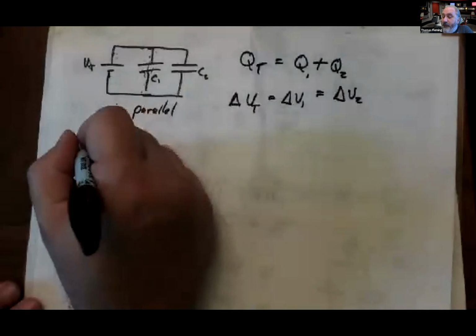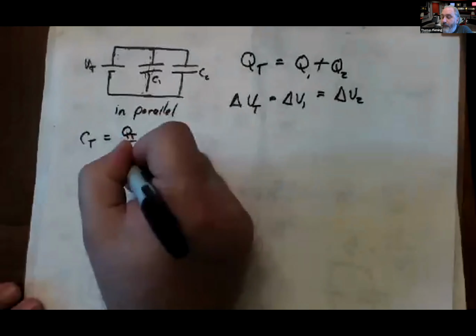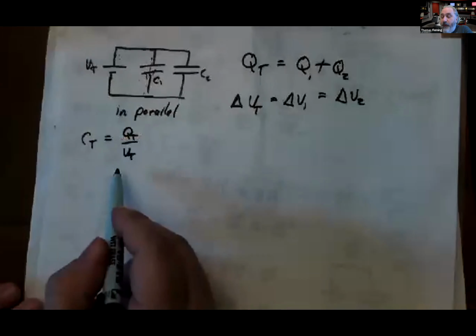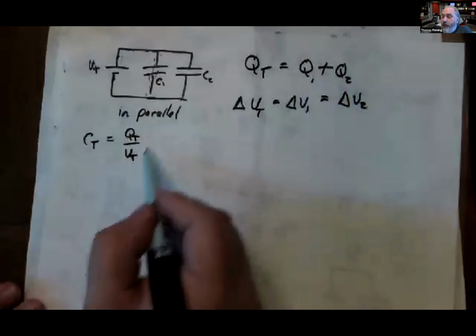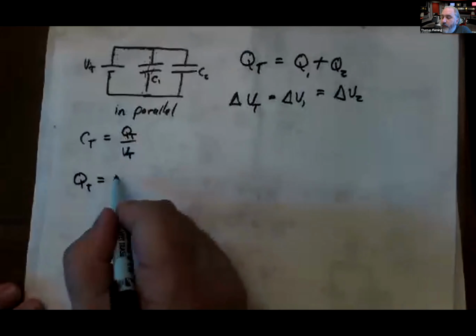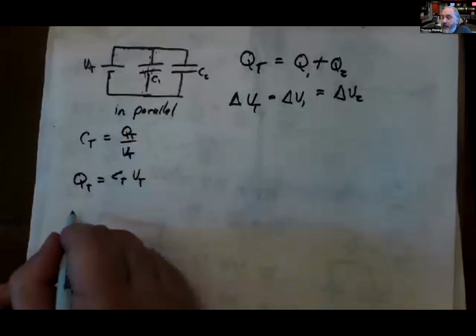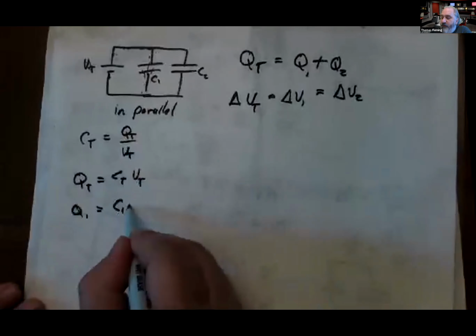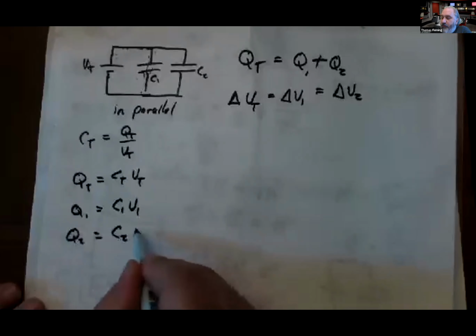I know that since C total equals Q total over V total, that's got to be true. But here, the thing that I'm adding up are Q's, not V's. Let's solve this for Q. This implies that Q total equals C total times V total. And by the same reasoning, Q1 would equal C1 times V1, and Q2 would equal C2 times V2.